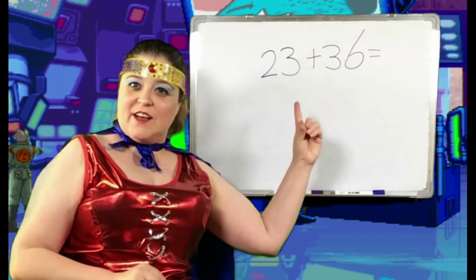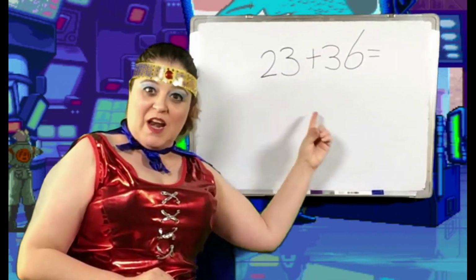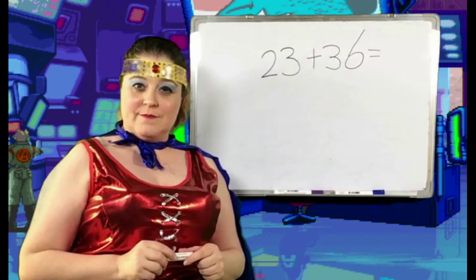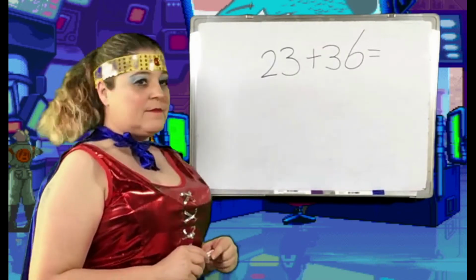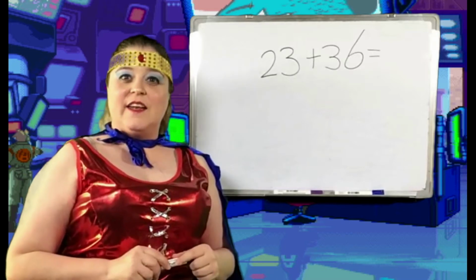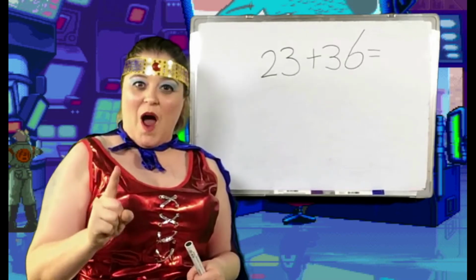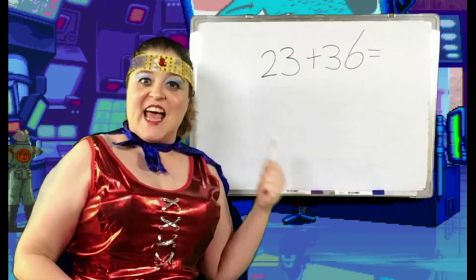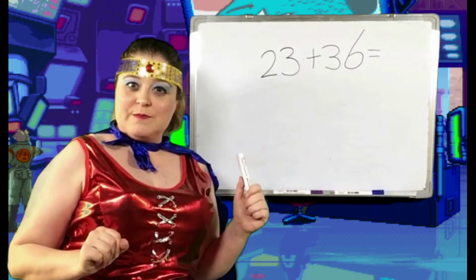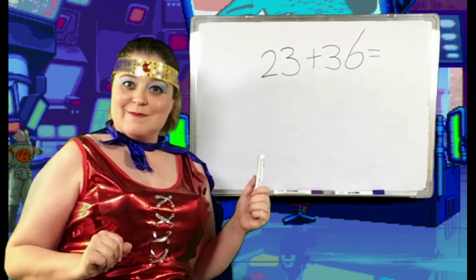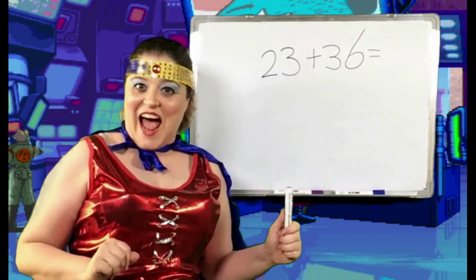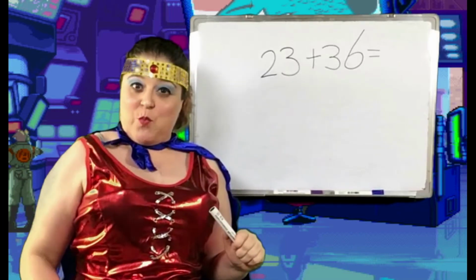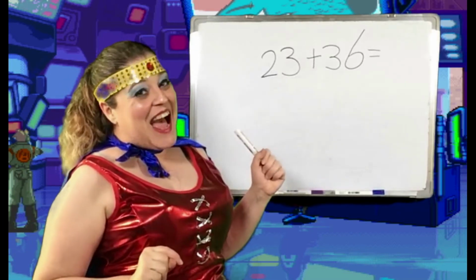All right, everyone, here's your sum. 23 plus 36. Write it on your whiteboard. Okay, now remember step 1, partition. Partition the 23 into 10s and 1s. Go ahead and do that now. Now, partition the 36 into 10s and 1s. Go ahead and do that now.